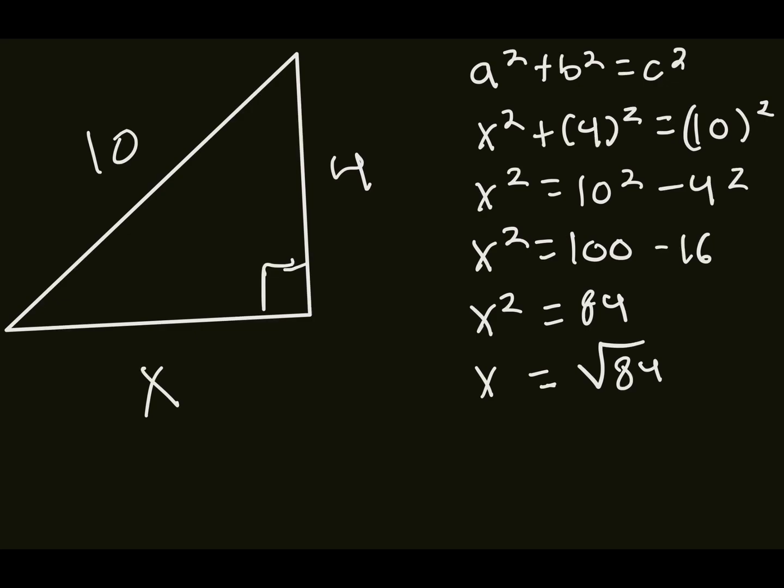You still have to simplify it further because 84 can be factored out more. So square root of 84 is equal to the square root of 4 times 21. You get this through perfect square factorization, where you go through the perfect squares. Because of this, you can take out the 4 and move it outside. So this now becomes x is equal to 2 square root 21.